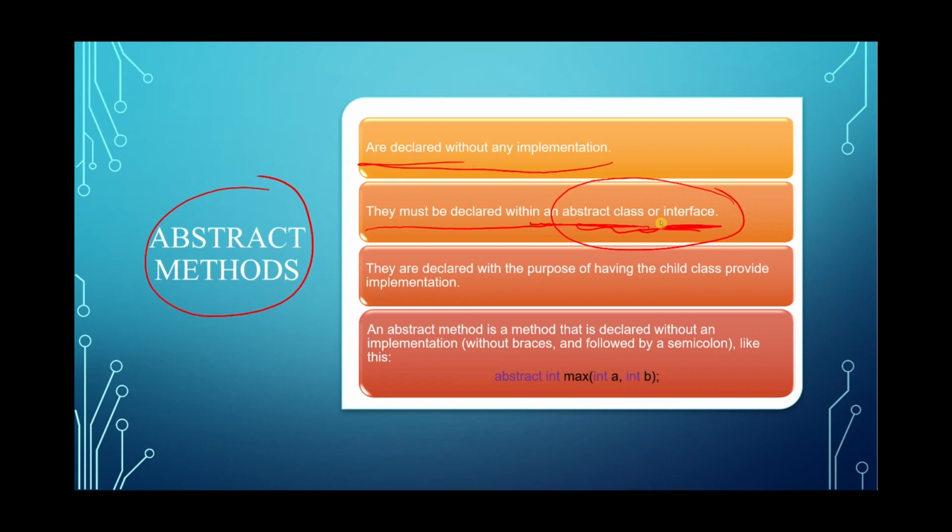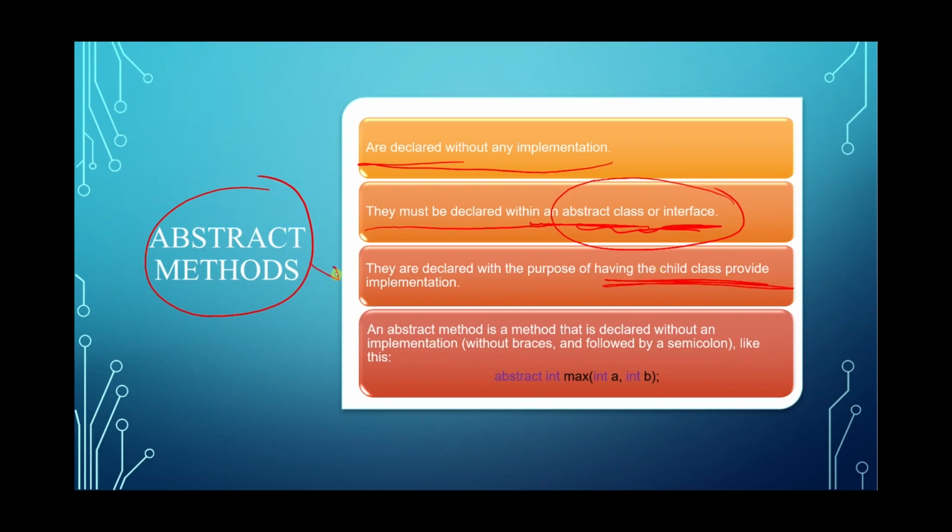If you have an abstract method in an abstract class, then you need a class. We are going to call this class a concrete class, because a class that can be instantiated is called a concrete class. So you need a concrete class to provide implementation to the abstract method, and then you use that class. So they're declared with the purpose of having the child class provide the implementation.